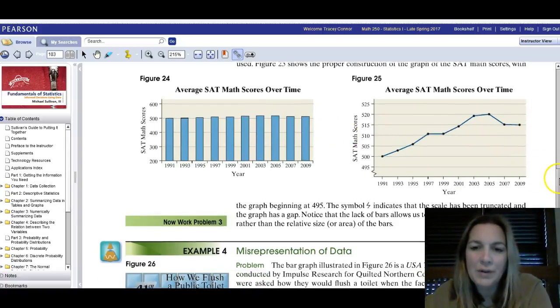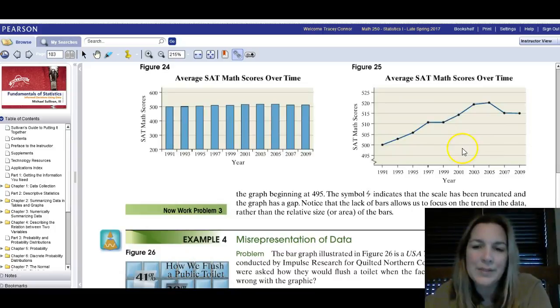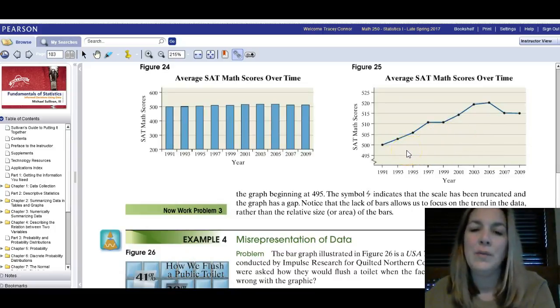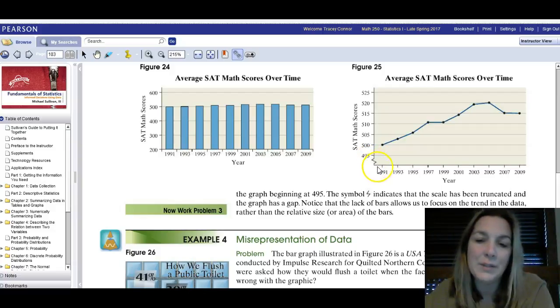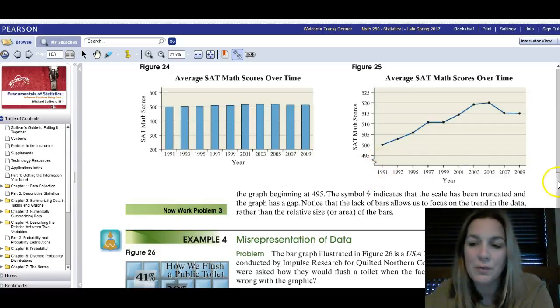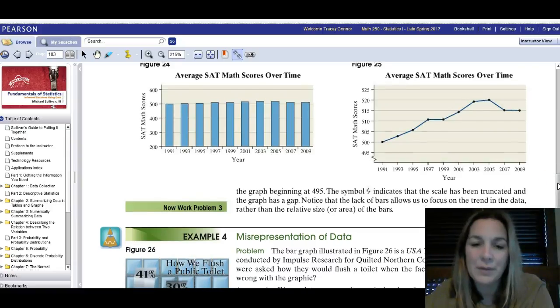Usually, they call this a time series graph, and when you have years, it's usually better to put it on a line graph and graph it that way. And you'll see here that they have this squiggly mark, which indicates that the scale's been truncated or is missing. So it emphasizes it a little bit more. But again, by not starting at 0, it looks like there's more of a difference in the scores over time than there really is.